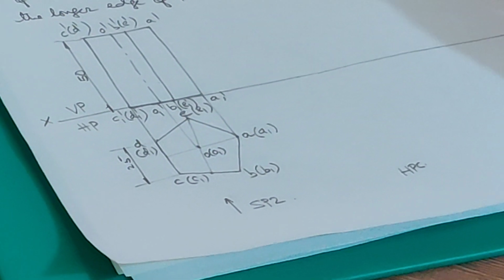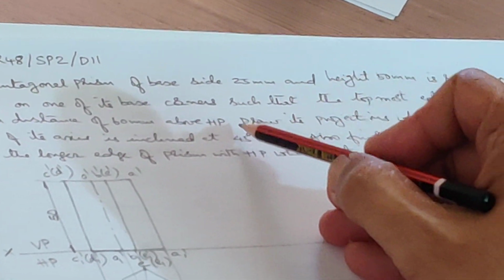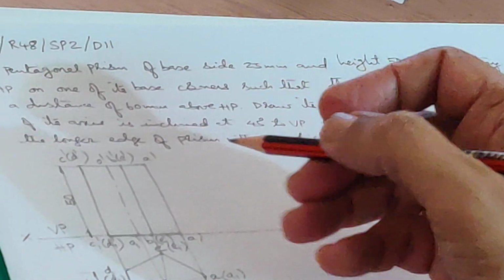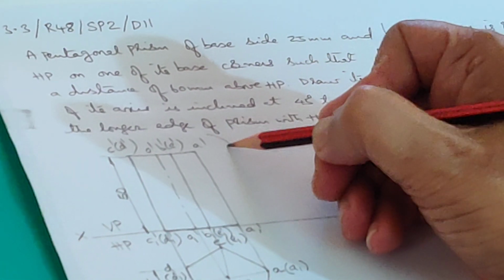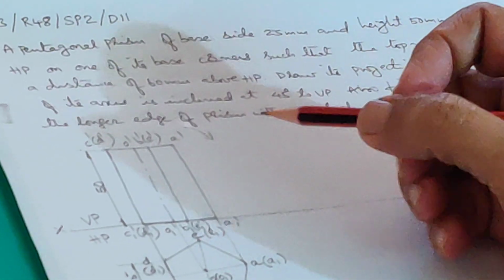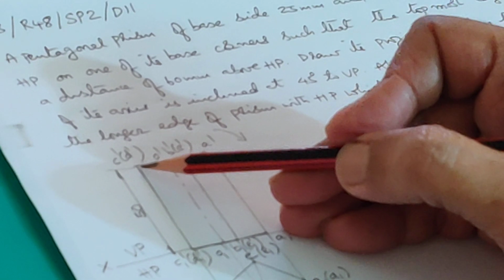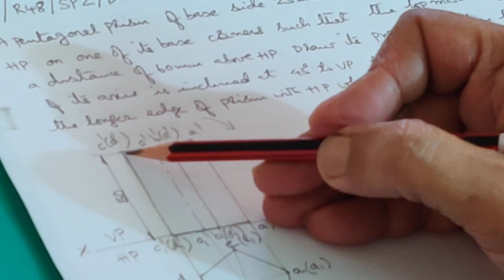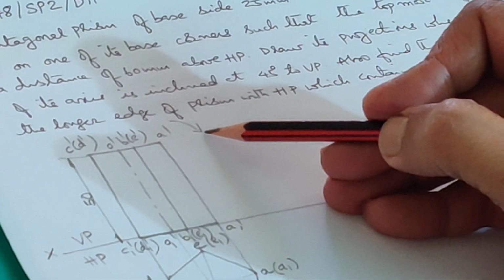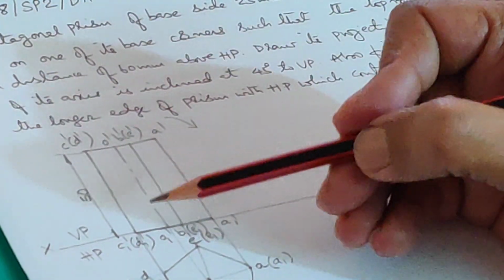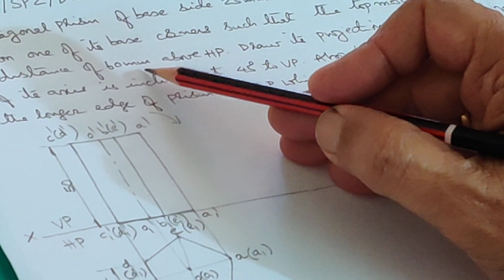The HP condition is a little indirectly given in this problem. It says that the topmost edge is at a distance of 60 mm above HP. We are going to keep this corner A1 on HP and we are going to rotate it like this. When you rotate it like that, this becomes the topmost edge, CD. So the condition says that CD should be at a distance of 60 mm above HP. When you rotate it like this, CD will move up. This height is 50 mm. It will move a little more up. And that distance is mentioned as 60 mm.